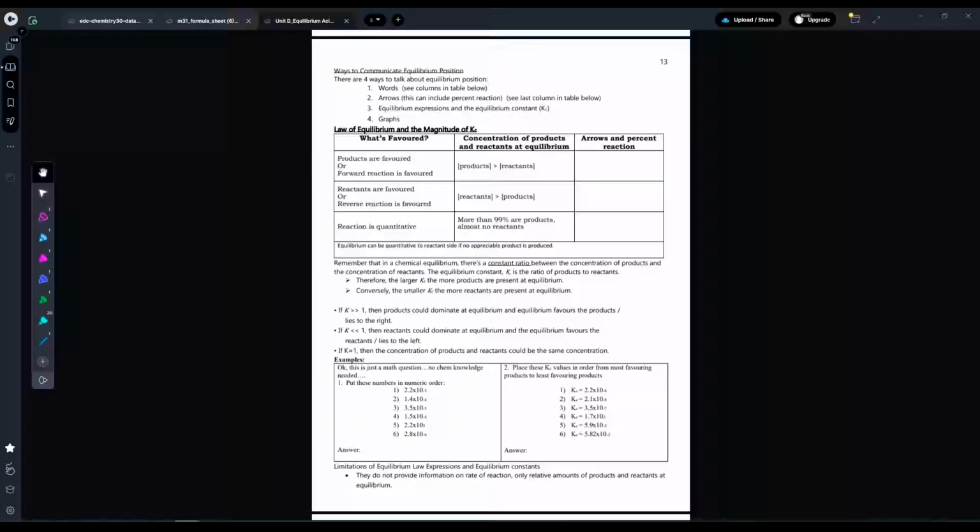In this video, we're going to go over ways to communicate equilibrium position. So what that means is ways to communicate whether products are favored or reactants are favored, or if the reaction is quantitative. The other thing that we're going to be doing in this video is we're going to go over how to interpret equilibrium graphs.